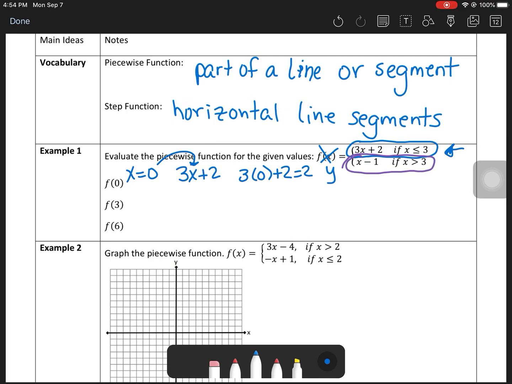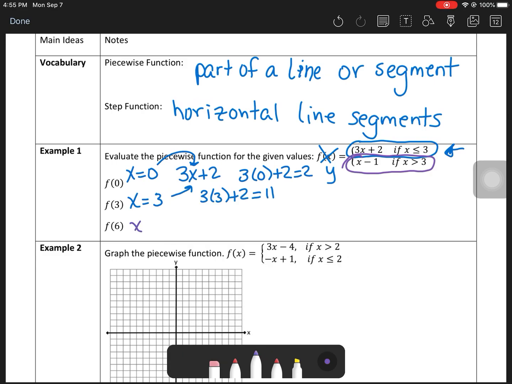Next one, f of 3. So f of 3 means we're going to take our 3 and plug it in for x. This again will go into the top part of the function because it says x is less than or equal to 3. So we're going to plug the 3 in. 3 times 3 is 9 plus 2 equals 11. I've evaluated that part of the piecewise function.